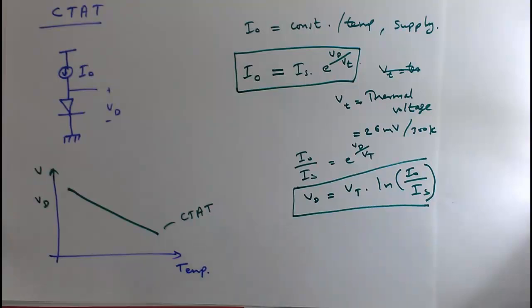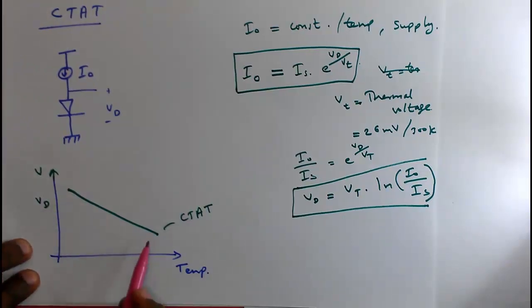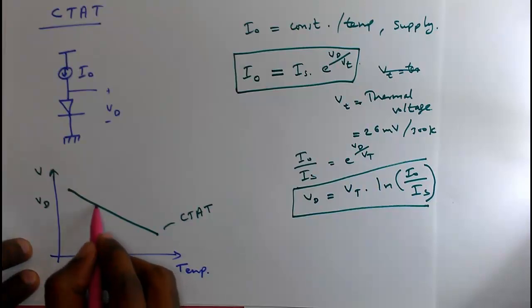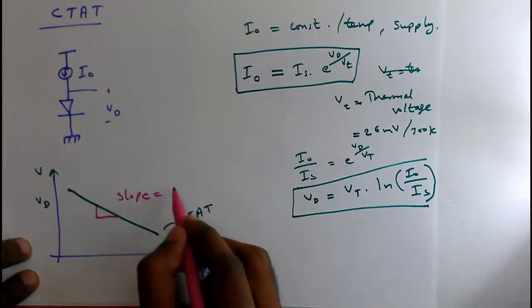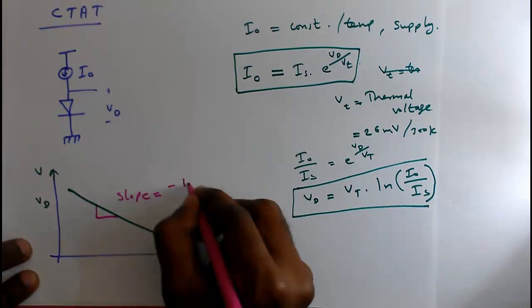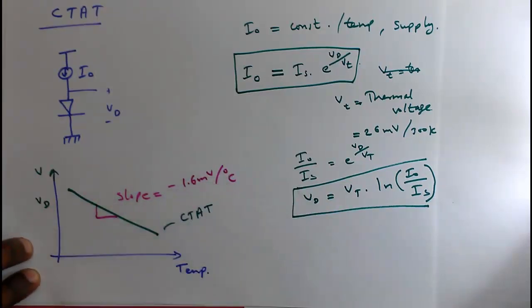We will go deeper into that, but before moving to that, what is the slope? How quickly is it decreasing with respect to temperature? The slope is found to be minus 1.6 millivolt per degree centigrade. This is a standard value that you can see in every textbook. They will say that if a constant current is passed through a diode, the voltage across the diode will decrease with respect to temperature at the rate of minus 1.6 millivolt per degree centigrade.